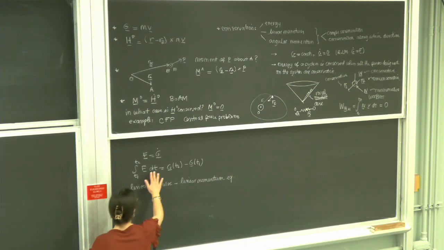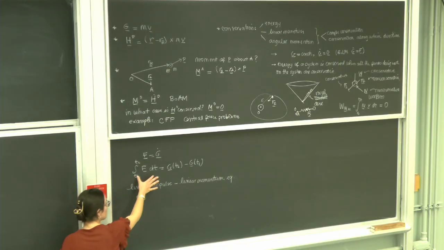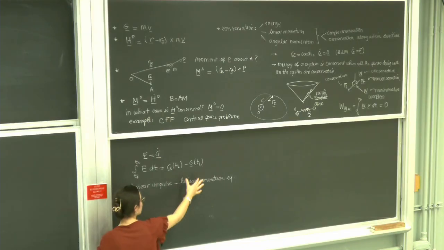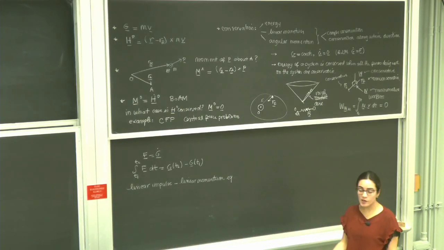The integral of F dt, the integral is just a continuous sum. So we're summing vectors, the result is a vector. Also, the linear impulse is equal to the change in linear momentum, which is also a vector. So it needs to be a vector, right? We cannot equate vectors and scalars. Okay. You also had the angular impulse, angular momentum equation.